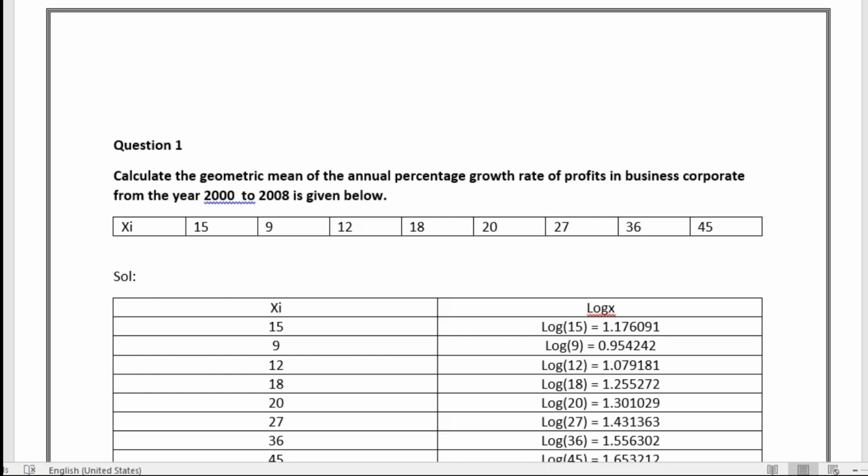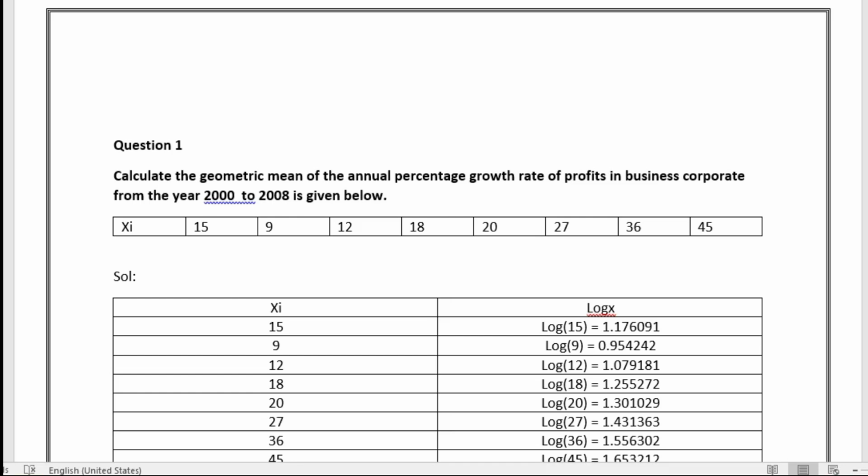So that is first 15. So log of 15 is equal to 1.176091. Second, that is 9. So log of 9 value is equal to 0.954242. Third number 12, so log of 12 is equal to 1.079181.